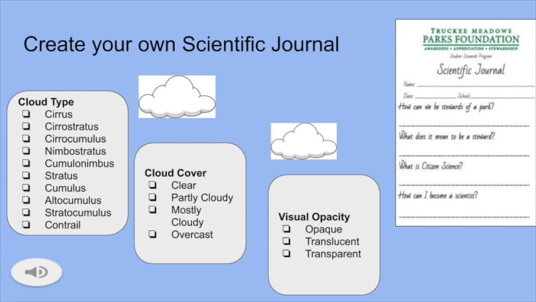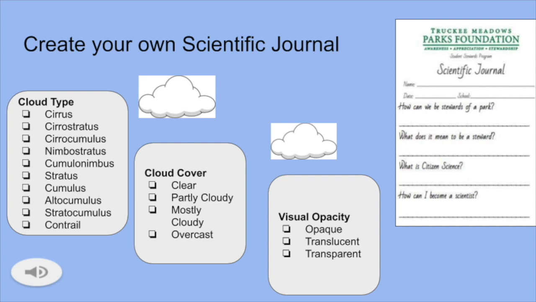You can also add a cloud cover box to indicate whether the sky is clear, partly cloudy, mostly cloudy, or overcast during your experiment. You can also include a box to record the visual opacity of the cloud. For example, the cloud could be opaque, meaning you cannot see through it; translucent, meaning you can see some light through the cloud, but it is a little bit opaque; or transparent, meaning the cloud is perfectly clear so you can see through. You may also wish to collect information on the temperature of the air during your experiment, and any weather condition like rain, snow, or sun.